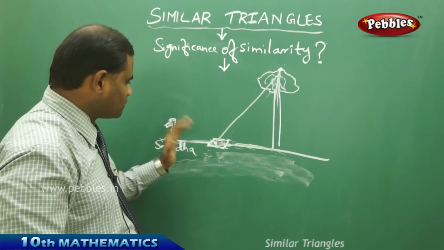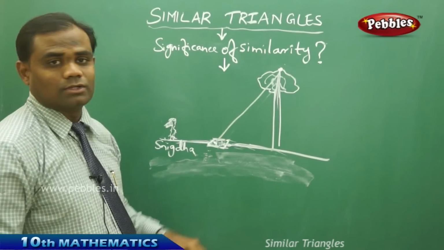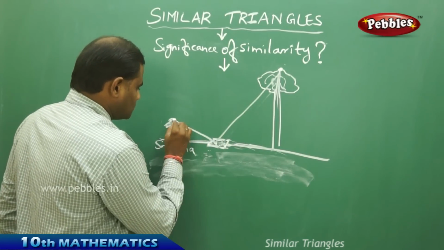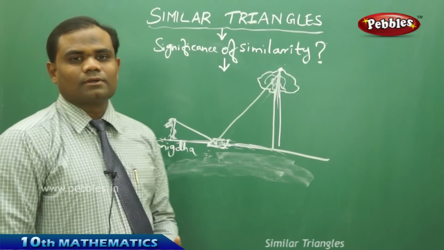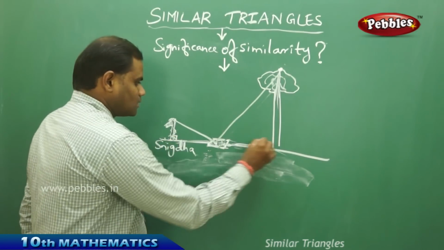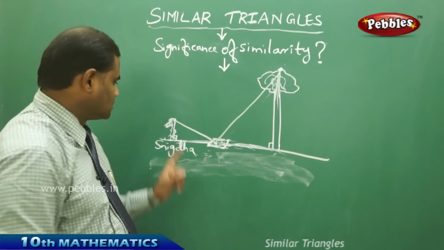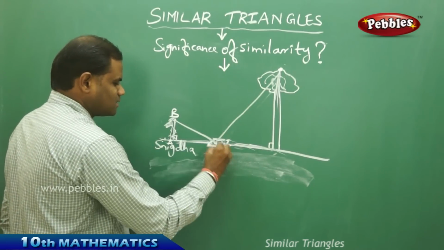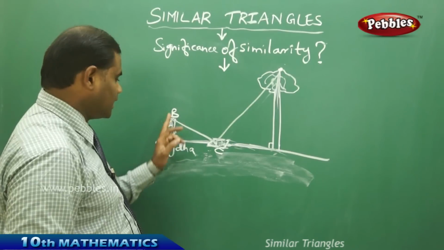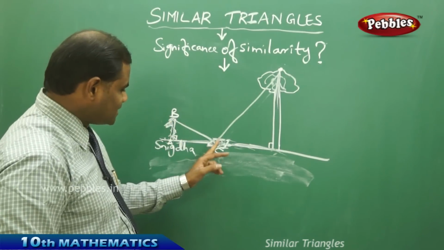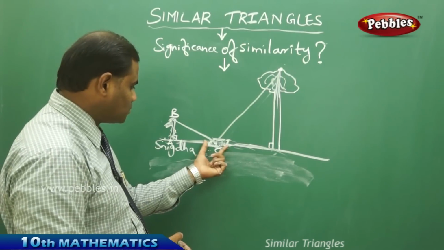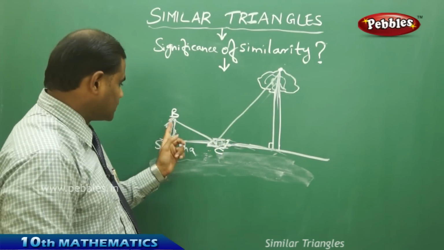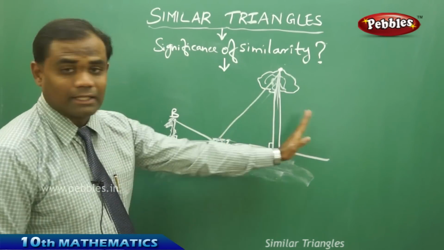Once she got the position where the top of the tree was visible, she looked at that top from here. Now in this case, I identify two triangles. One is the right angle triangle ABC, where AB is the height of the girl Snigdha and C is the position of the mirror, where she can see the top of the tree on the other side of the mirror.